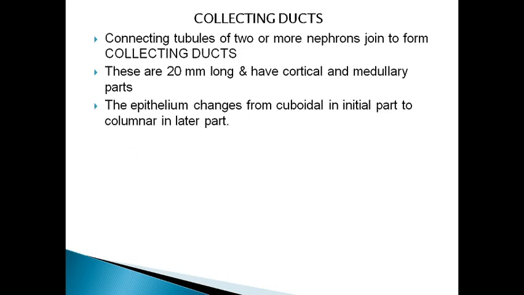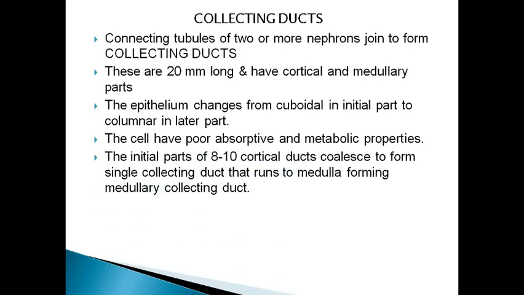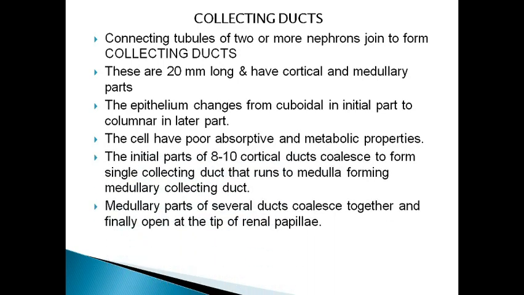Right. Now the epithelium of these collecting ducts changes from cuboidal in the initial part to columnar in the later part. The cells have poor absorptive and metabolic abilities. And finally, in the initial portion, 8 to 10 cortical ducts will coalesce to form a single collecting duct. It will run into the medulla to form the medullary collecting duct, and in the medullary parts, several ducts again fuse together to form a duct which opens into the tip of the renal papilla. So that means the collecting duct has two portions, the medullary collecting duct and the cortical collecting duct.